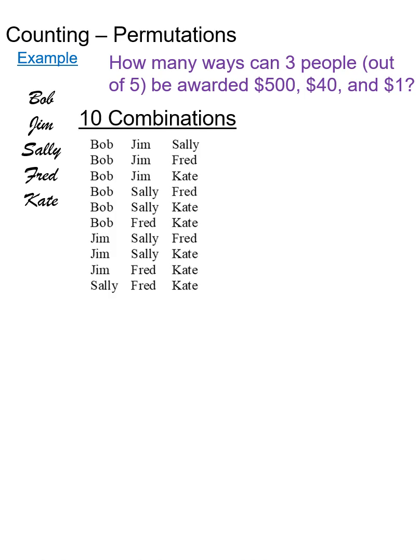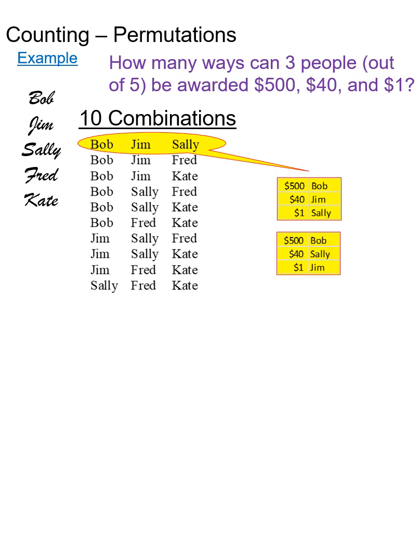You'll recall from the previous problem there were 10 combinations on how we could choose 3 people out of this group. But what if we were then rearranging them in different orders? Such as in this particular combination here, here's one rearrangement where you see that Bob wins first place, Jim is second place, and Sally is third. Or here's another rearrangement where Bob still wins first place, but Sally wins second and Jim wins third.